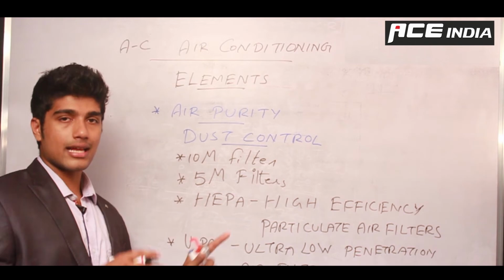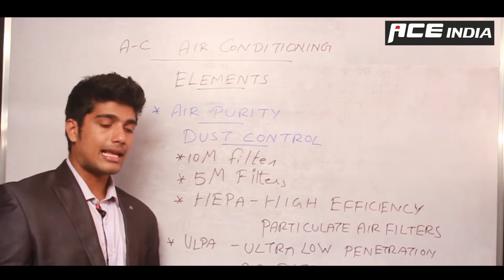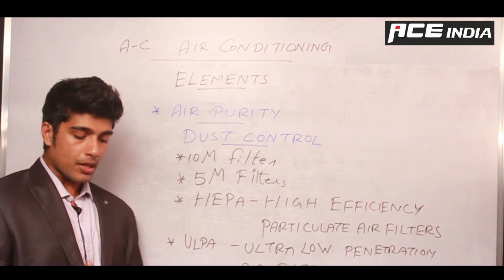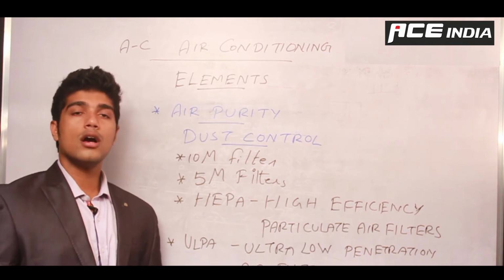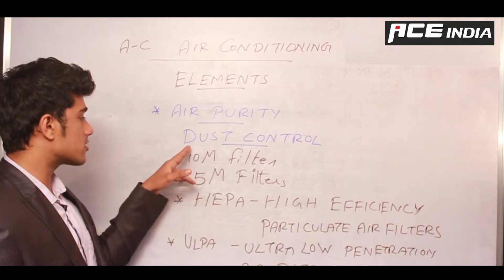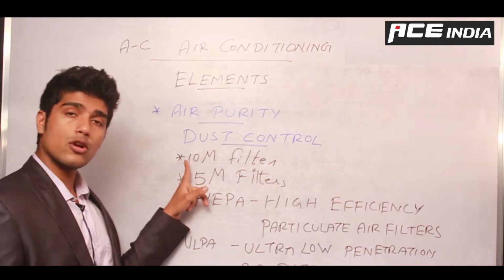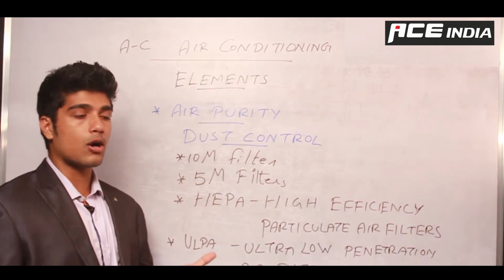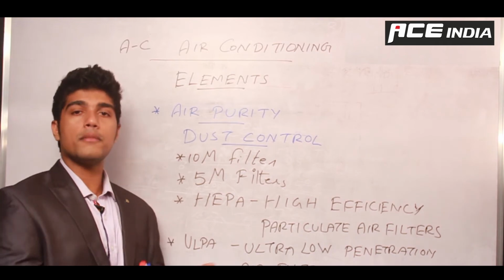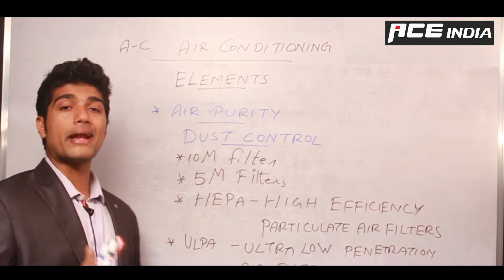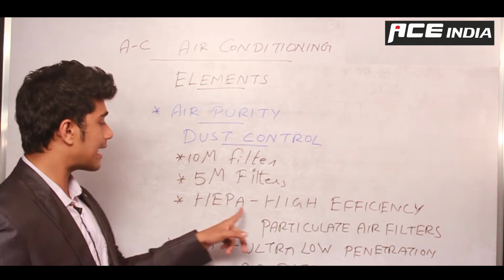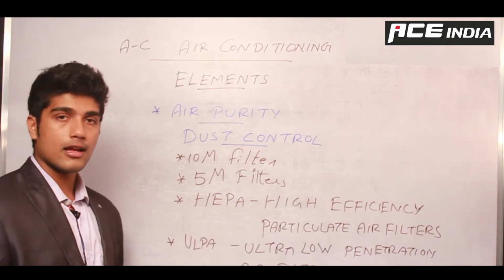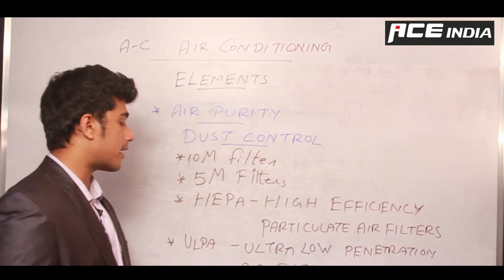The 10 micron filters and 5 micron filters are normally used in normal applications like an office room, a residential cabin, a bedroom, or shopping malls. All those kinds of applications will be normally handled by either a 10 micron filter or a 5 micron filter. That's enough. Now if I move on to a cleaner room like an operation theatre, an ICU or a pharmaceutical application, we'll have to go for a better efficiency filter. In those cases we will go for either HEPAs or ALPAs. HEPA is a high efficiency particulate air filter, ALPA is an ultra low penetration air filter.